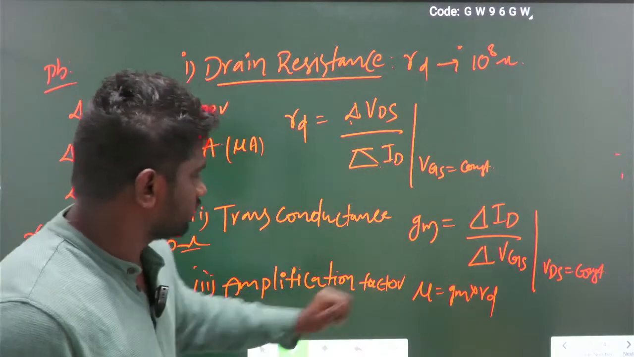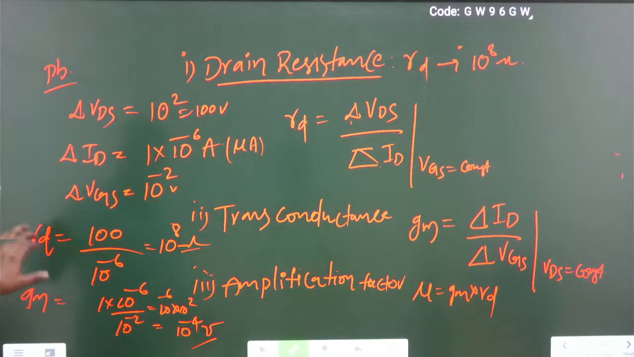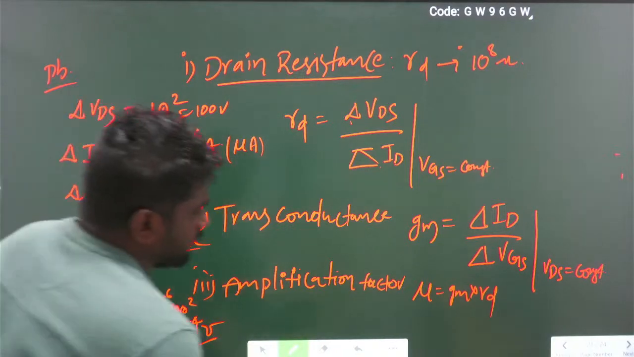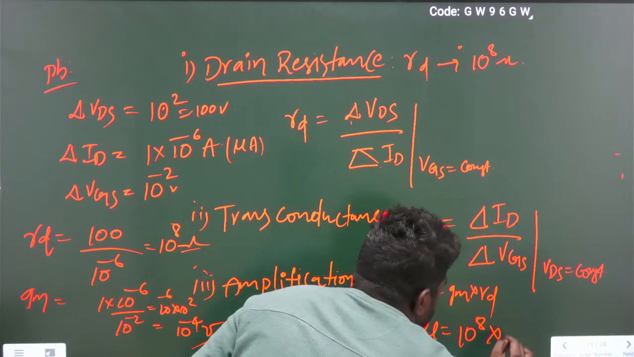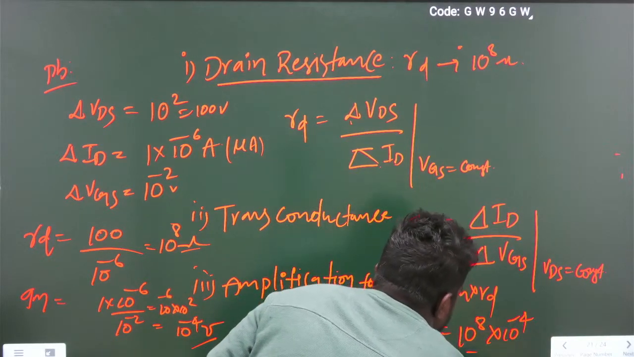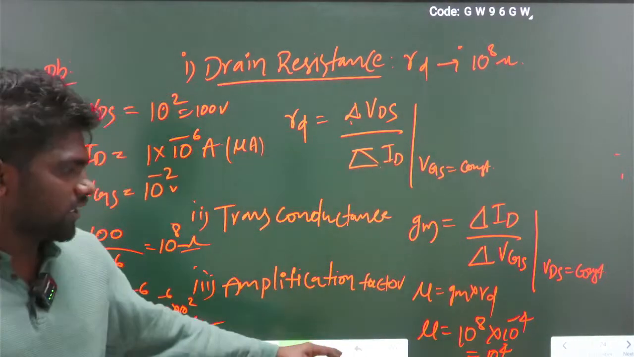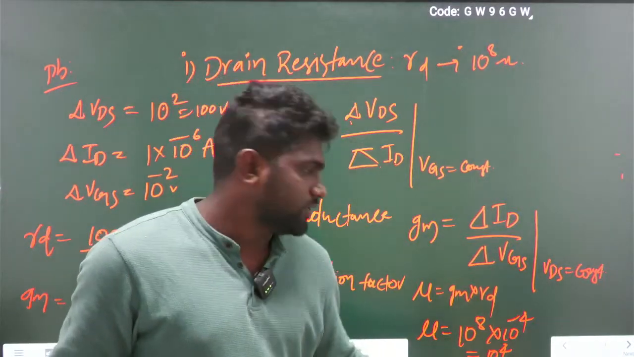Next, the amplification factor. The amplification factor is Gm into RD. I have found Gm as 10 power minus 4 and RD as 10 power 8. So the amplification factor is 10 power 8 into 10 power minus 4, which gives 10 power 4. There are no units, because this is a factor, and a factor doesn't have any units.